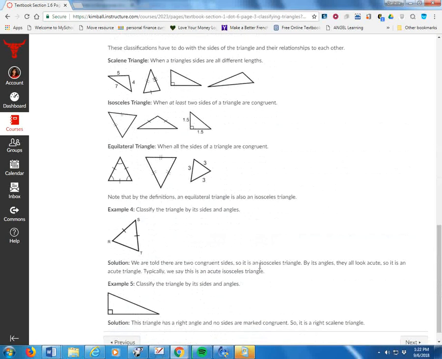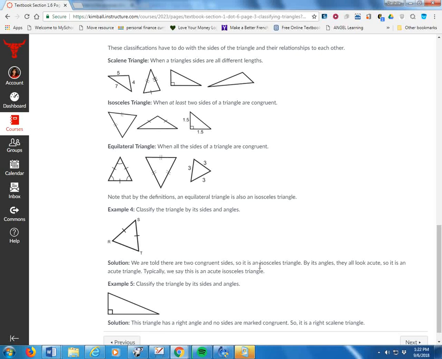We can also classify them by their sides. If all three sides are different measures, it's called a scalene triangle. If two of the sides are equal, it's called an isosceles triangle. And it so happens that when two sides are equal, their opposite angles are equal as well. So in an isosceles triangle, if you're told the two angles are equal, you know the sides are equal. And if you're told the sides are equal, you know the base angles are equal.